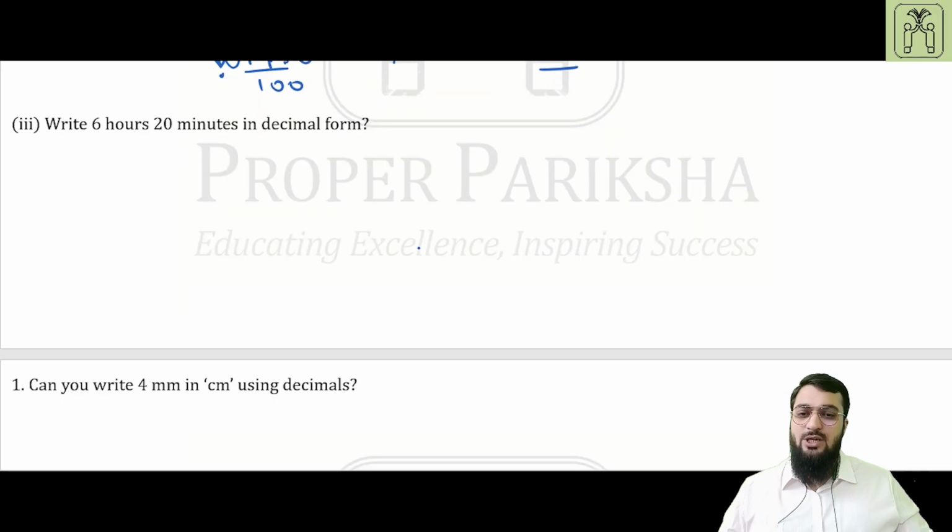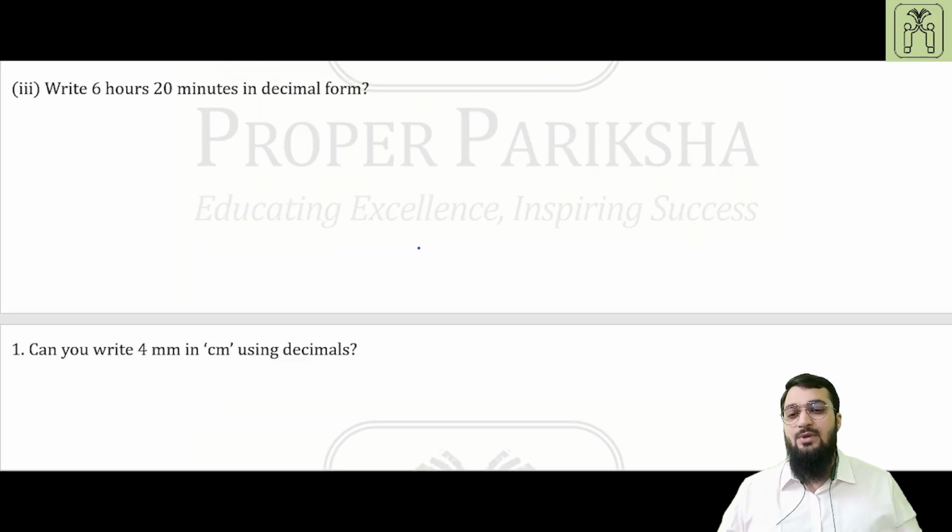Write 6 hours 20 minutes in decimal form. How can we write that? Here the parts and the whole have changed into time form. Before we were dealing with money, now we are dealing with time. So 6 hours and 20 minutes. Here the totality is hours and the parts are minutes.